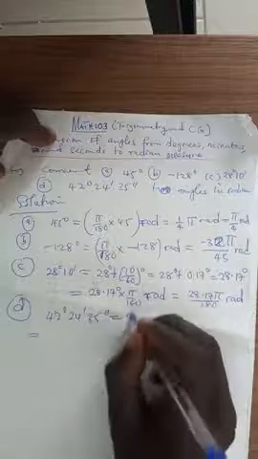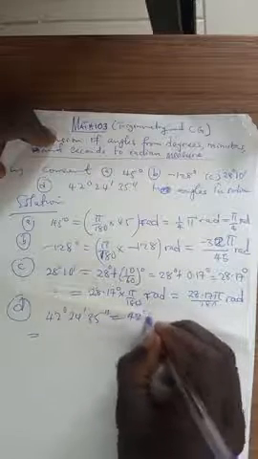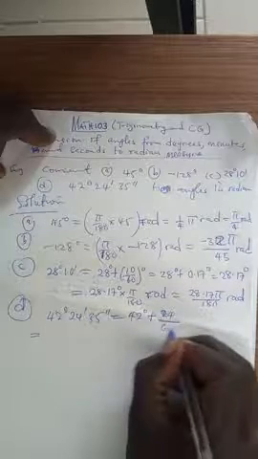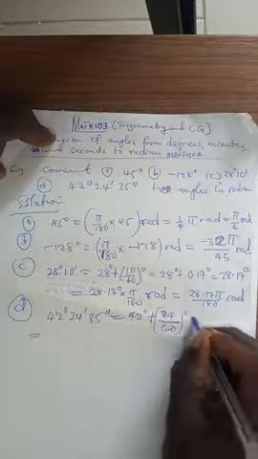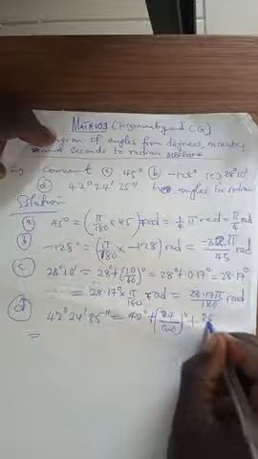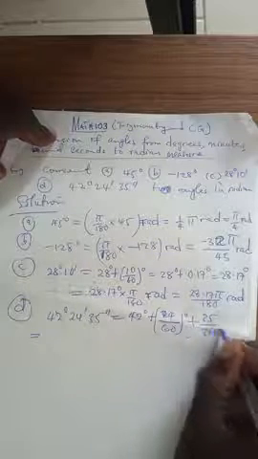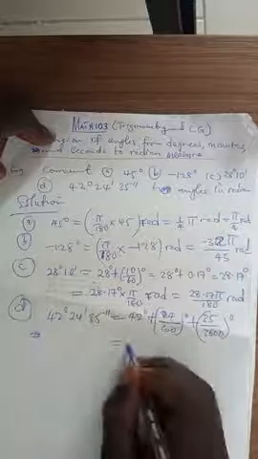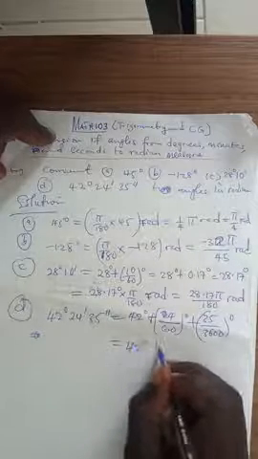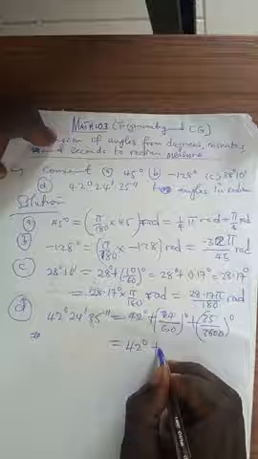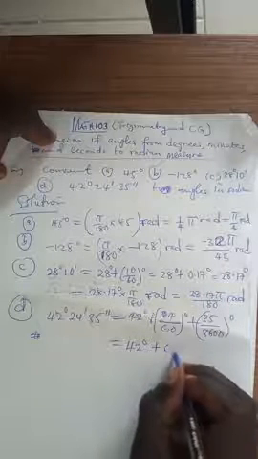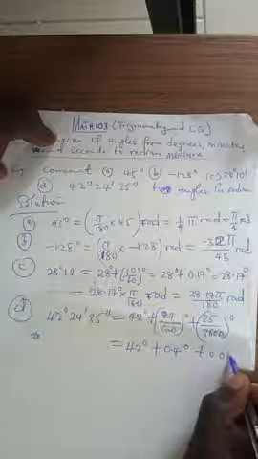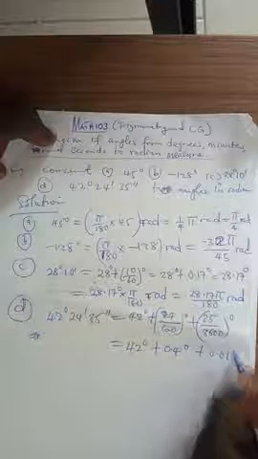Now, to do that, this is 42 degrees plus 24 over 60, which will appear in degree, plus you have 35 over 3600, which will also appear in degree. But this is equal to 42 degrees plus, after the division, 0.4 degrees plus 0.01 degree.